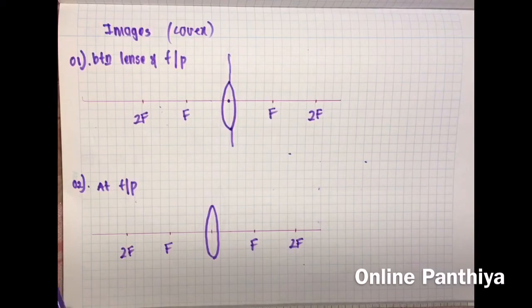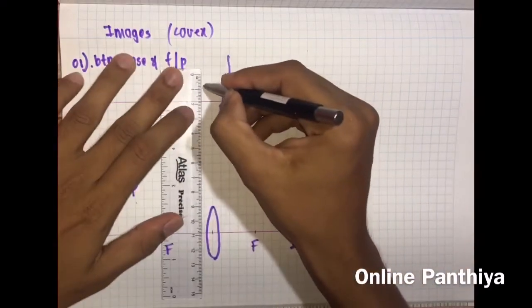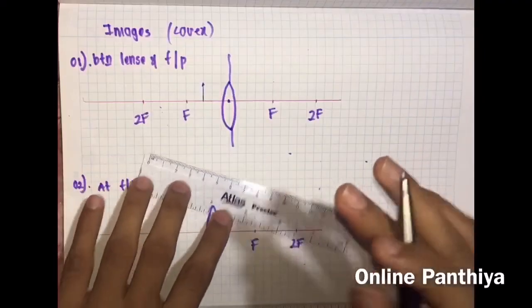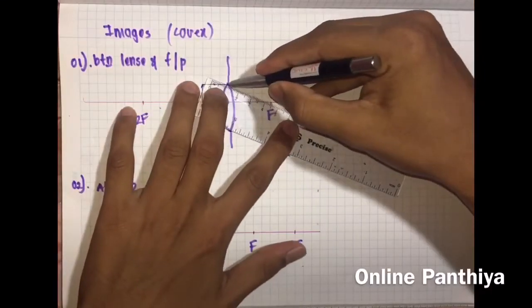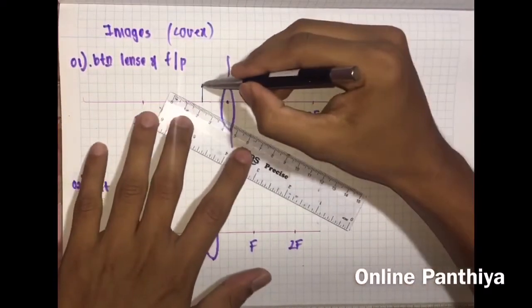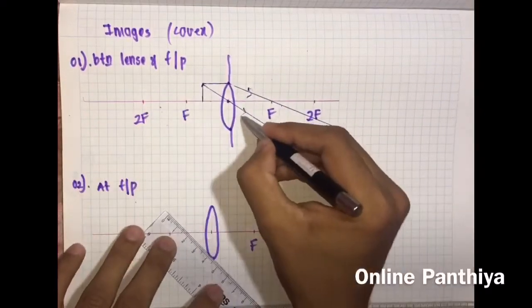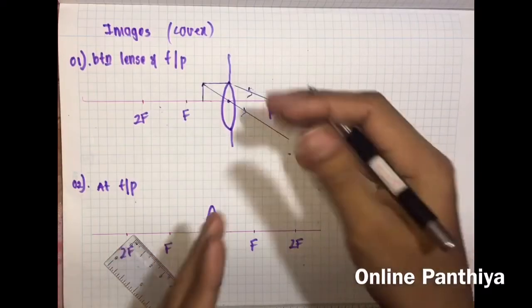Now the first part is what happens when you place an object between the lens and the focal point. So I place it somewhere here. This is my object. Now what are the rays I can draw? One is the one which goes parallel, which will go through the point F. And the other is the one which goes through the optical center, there will be no change. Now if you extend these rays, will they meet? No, they will not meet because they are going away.